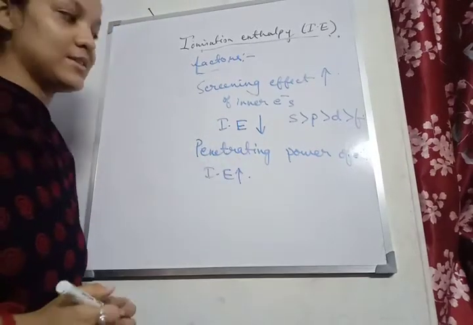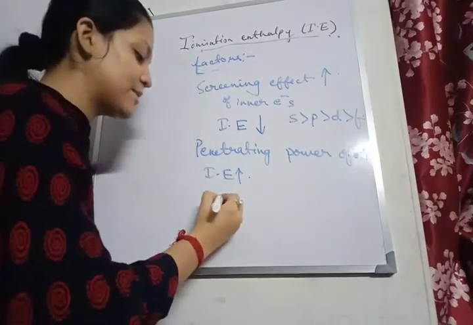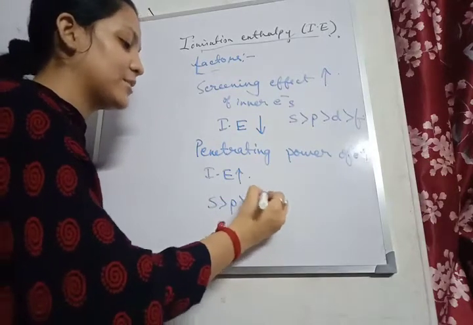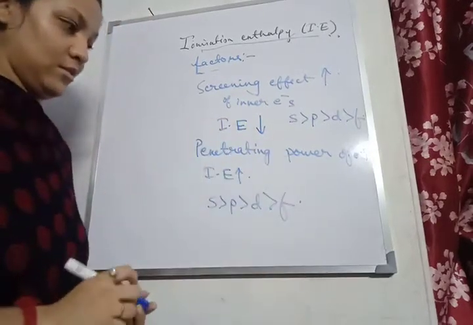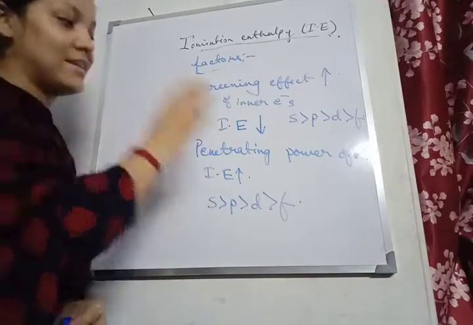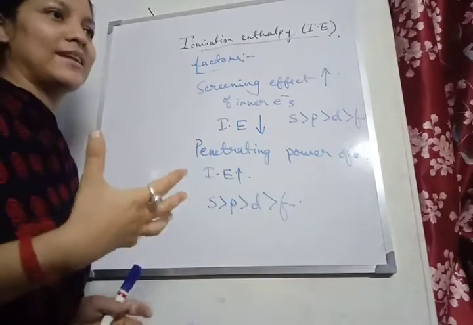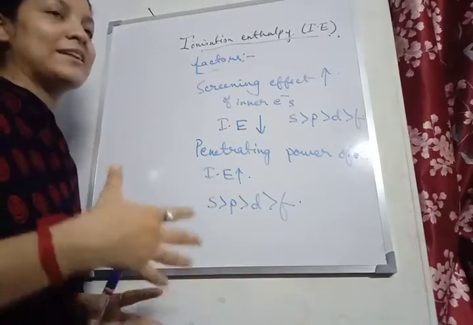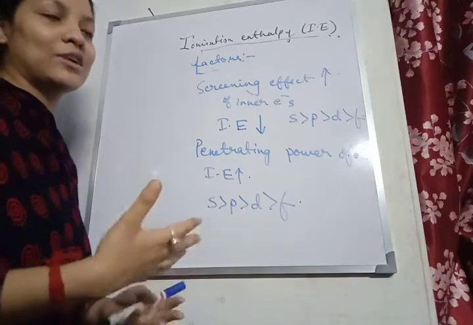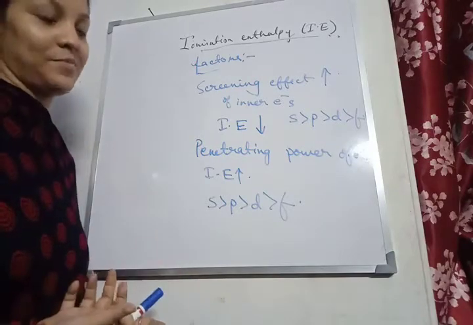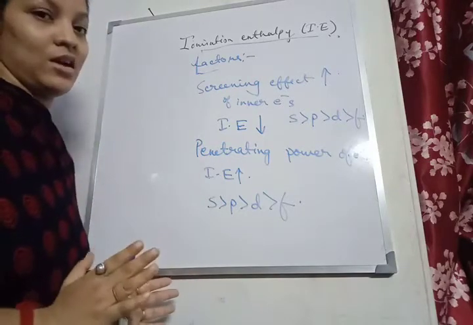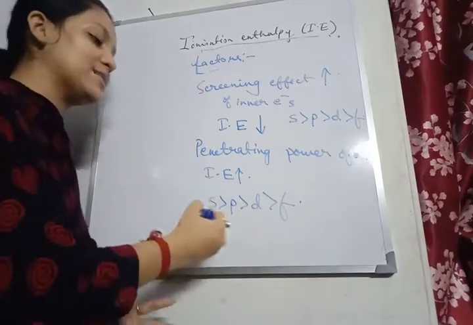With an increase in penetrating power, IE is also more. What is the meaning of this? Penetrating power, the order is basically s > p > d > f. Penetrating power is the tendency of the electrons, basically the probability of the electrons to be present closer to the nucleus. That is what penetrating power is, and this order is s, p, d, f.